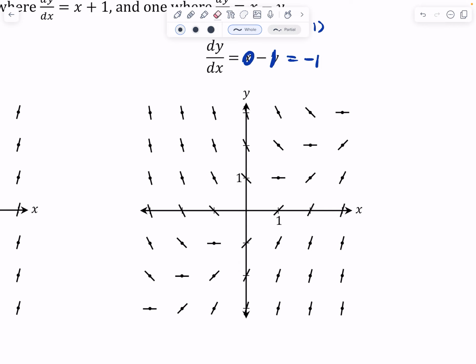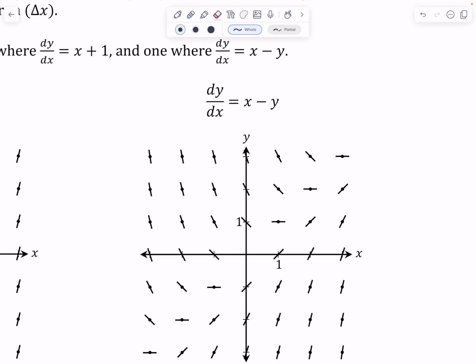What is this equation based on? Who knows what y itself is, or how x and y are implicitly defined together. But this is the field when dy/dx is x minus y. There are ways we can put it together with a little bit of efficiency. There are patterns that happen.